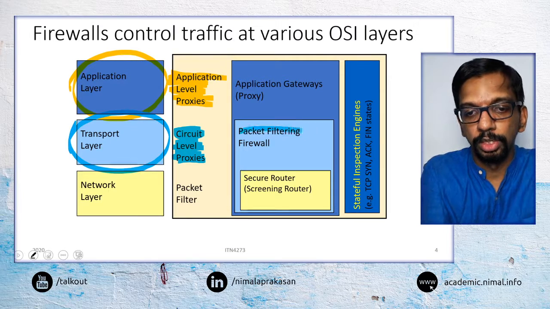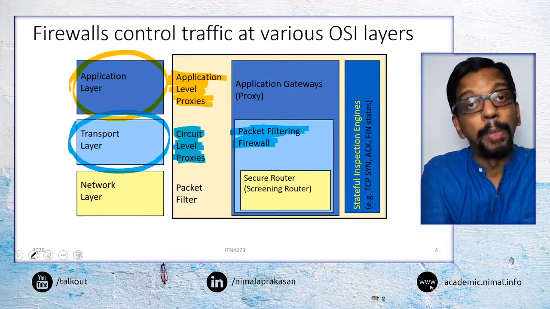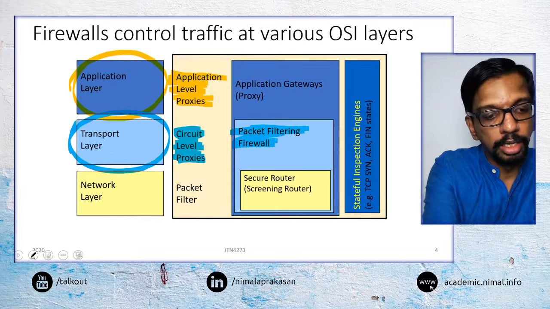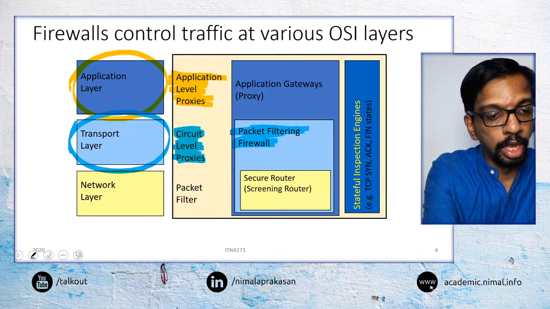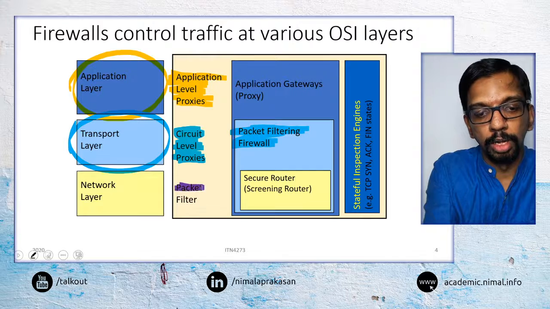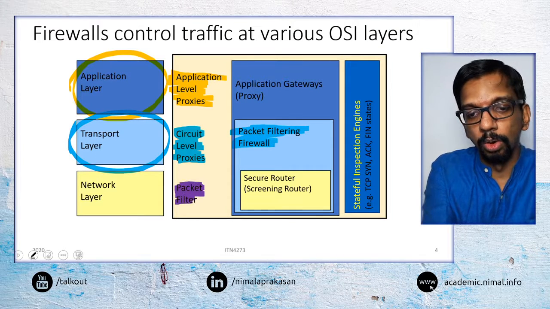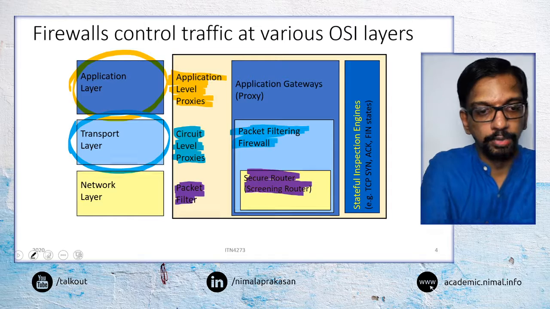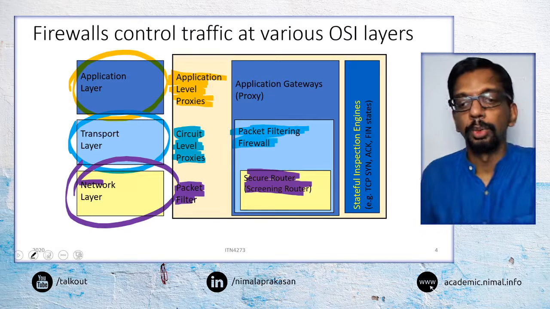So this is what we do in terms of packet filtering firewall. So that is the layer where we will do that. And then at the network layer, again, we may do packet filtering, like using routers and so on, which will do the packet filtering. So that will happen in the network layer.